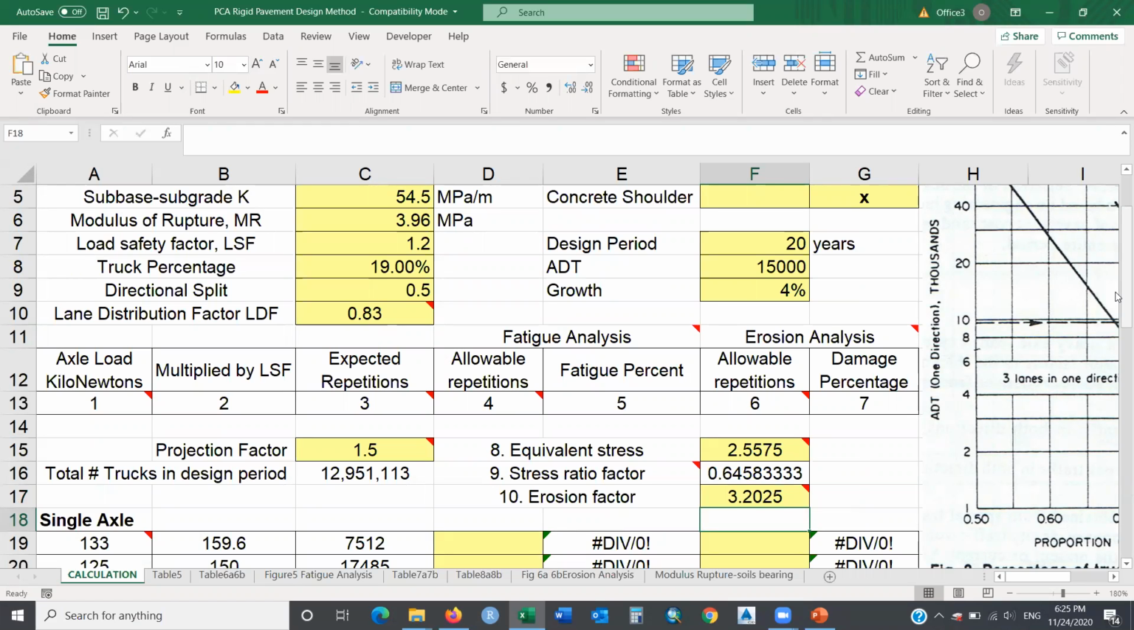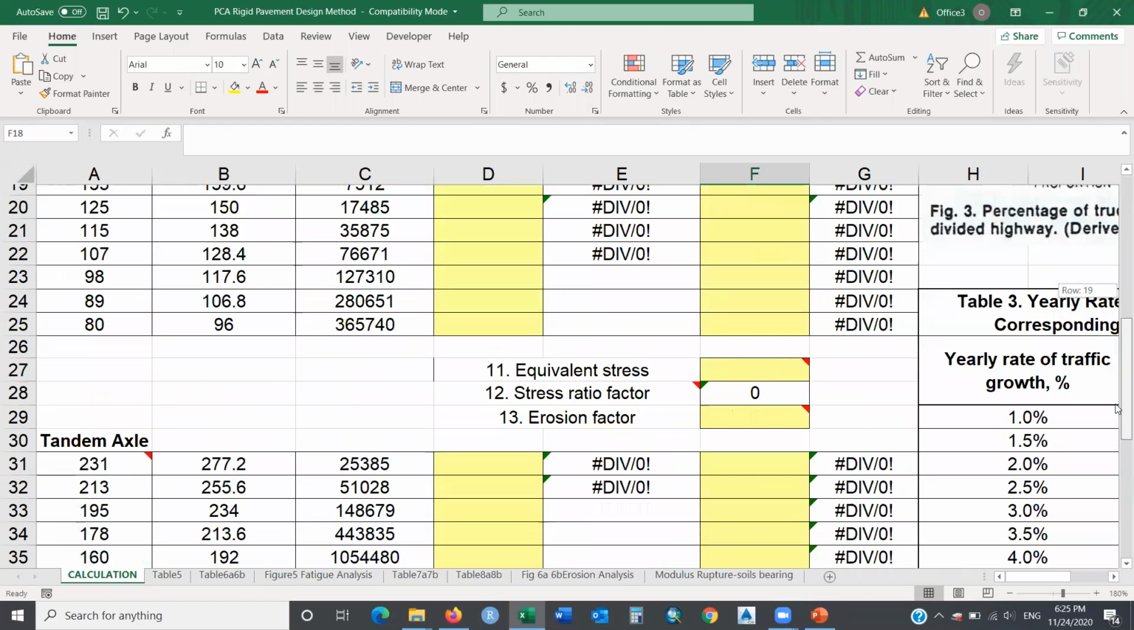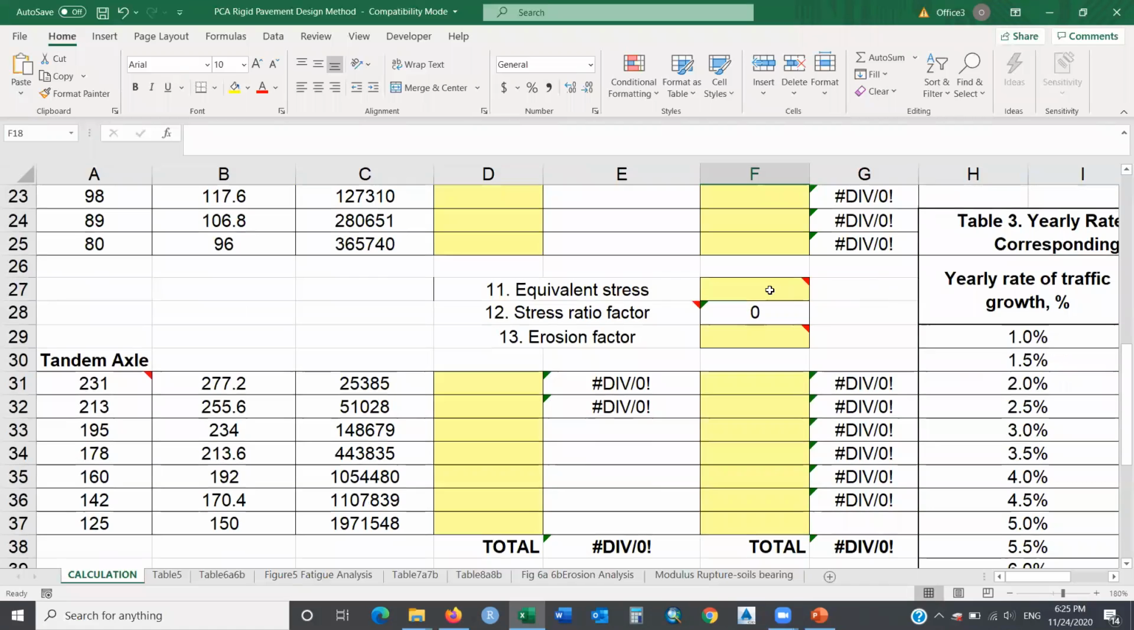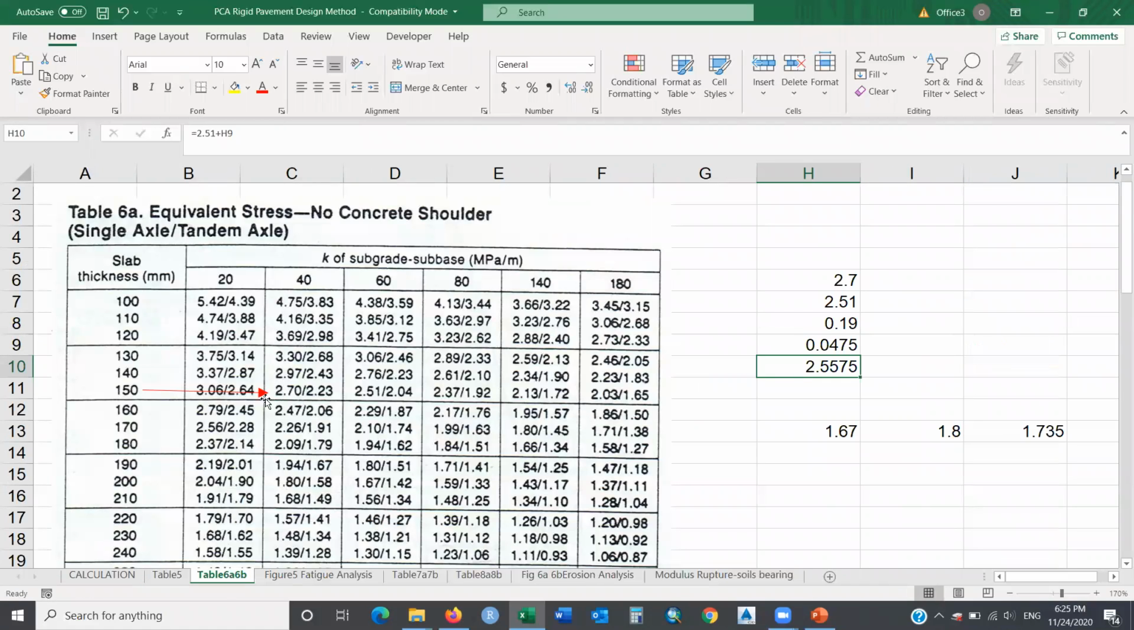Now, we also have the same for tandem. So we have equivalent stress for tandem. Equivalent stress for tandem with 150 and somewhere between 40 and 60 is the right-hand side of each pair of numbers. So that is somewhere between 204 and 223.